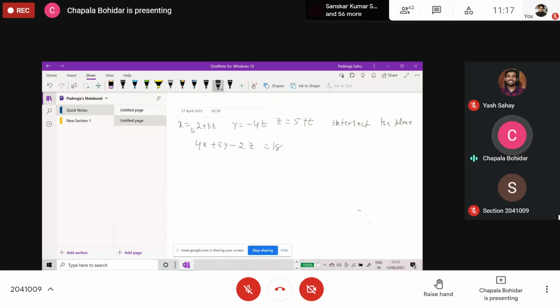So the value of t is not necessary to solve in every case. We discussed the symmetric equation, you know.